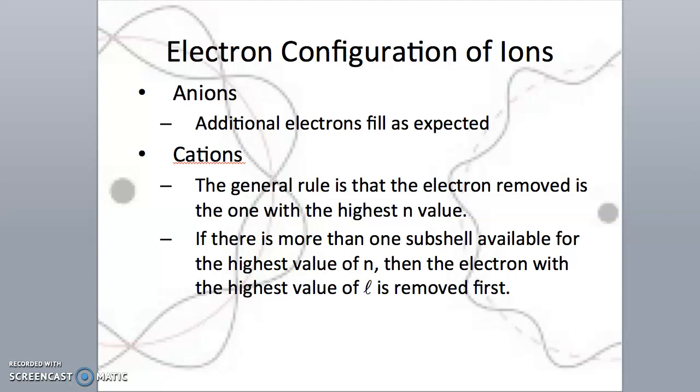Anions are more simple. For an anion, we simply add the extra electrons following the fill order. For example, a fluoride ion will have a full 2p subshell, which is the same configuration as the noble gas neon. You will quickly realize that many ions have the same configuration as the nearest noble gas.